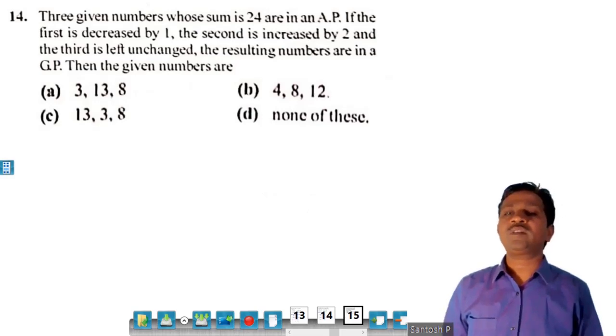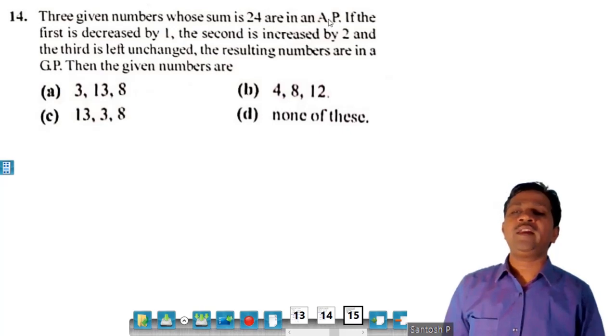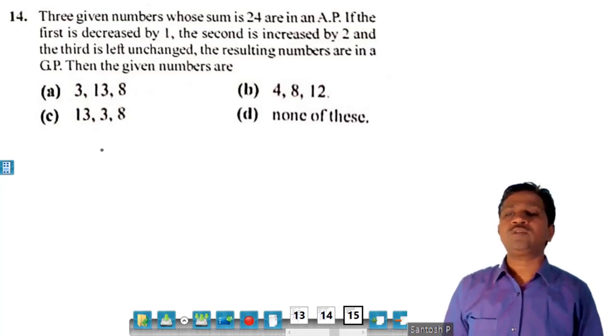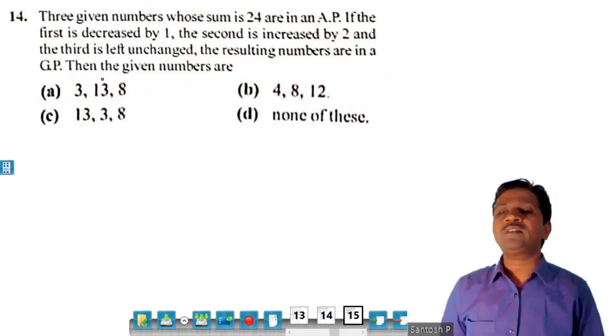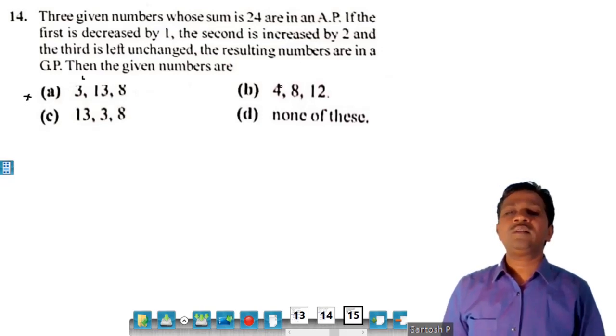This is also a similar question. Three numbers whose sum is 24 are in AP. So let us see first which of the following are APs. If I check the differences, for an AP the difference of consecutive terms should be the same. 13 minus 3 is 8... and 8 minus 13 is minus 5. So this is not an AP. Let us see this: 8 minus 4 is 4 and 12 minus 8 is 4. So this is an AP.